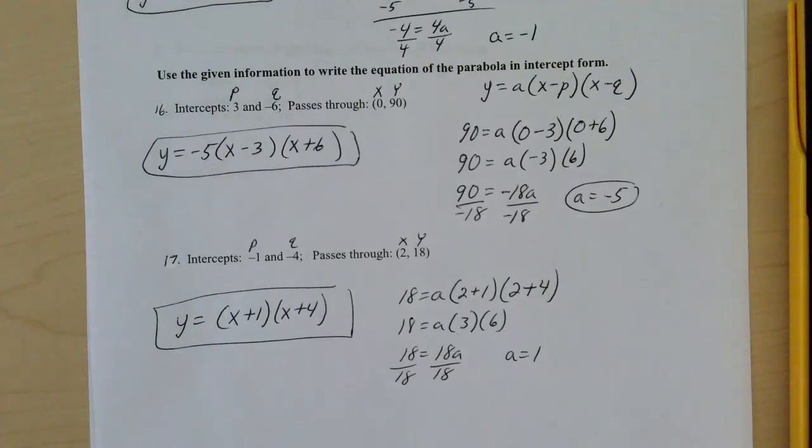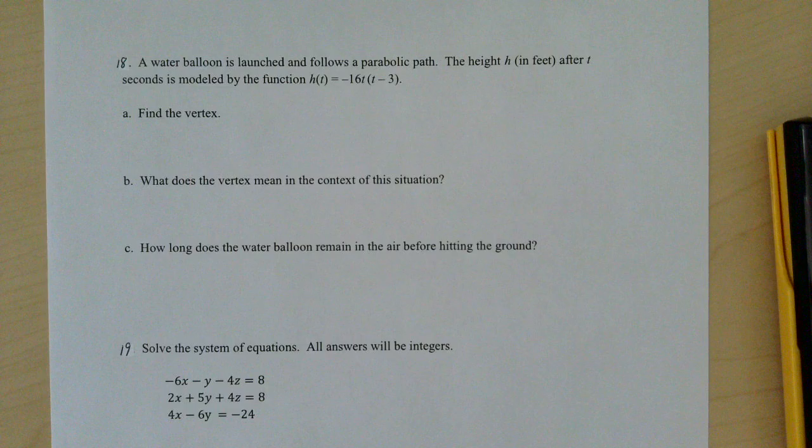So again, that should be pretty straightforward on your exam. I'm not going to try to trick you. Pick out the critical points and substitute into either the vertex form, if I give you the vertex form, or intercept form. So hopefully that makes sense to everybody.